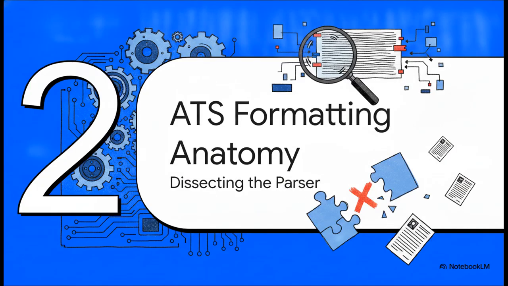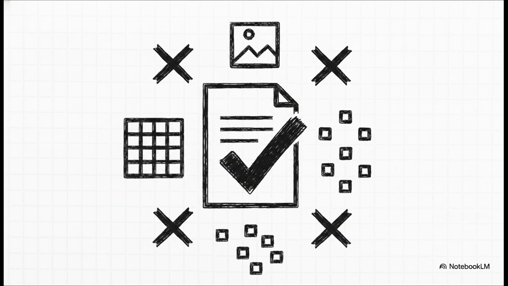Let's move on to part 2, anatomy of ATS formatting, where we'll dissect the parser. The absolute crucial point here is that you must strictly adhere to a set of rigid formatting rules to prevent the algorithm from scrambling your critical data. You need a single column layout. You need standard fonts, think Arial or Calibri. Your dates have to follow a strict month and year format so the system can actually calculate your experience accurately. And honestly, most importantly, no tables, no graphics, and absolutely no text boxes.